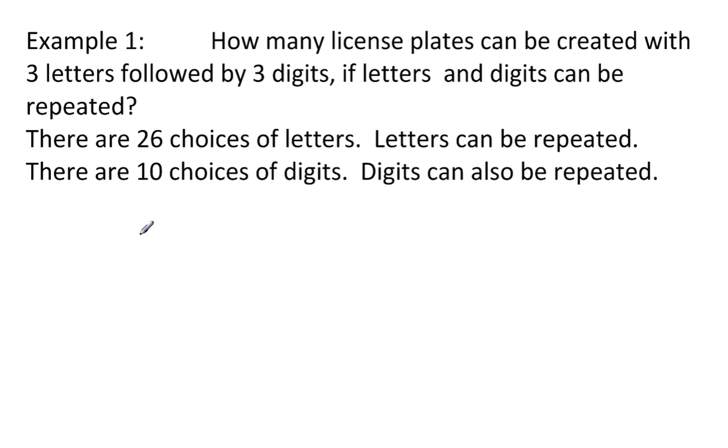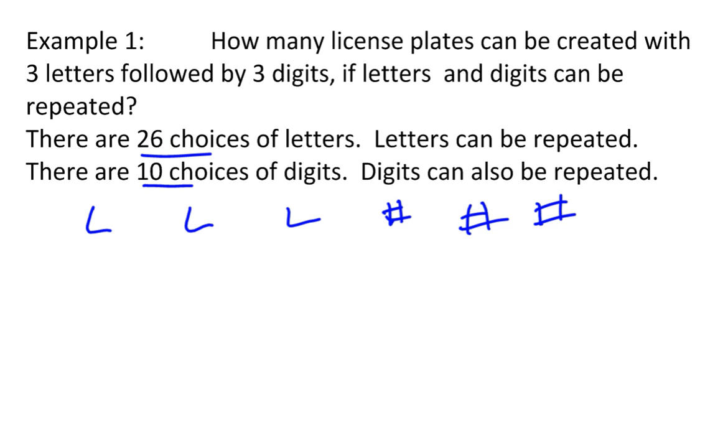Alright, so we're going to talk about license plates here a little bit. We're going to have 3 letters, so a letter, and a letter. Then we're going to have 3 digits, so a number, and a number. There's 26 letters in our alphabet. There's 10 choices for numbers because 0 is a number. And so therefore you got 0, 1, 2, 3, 4, 5, 6, 7, 8, and 9.